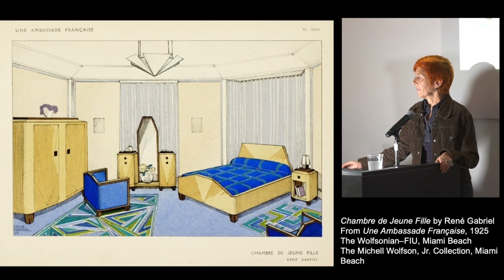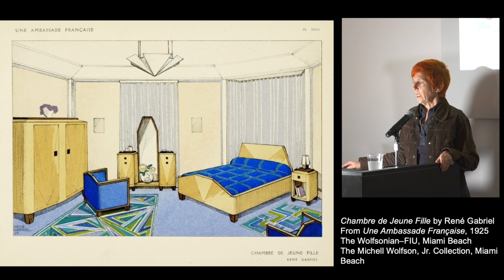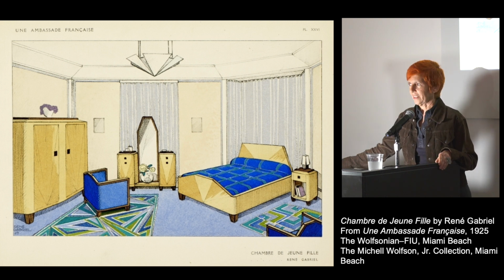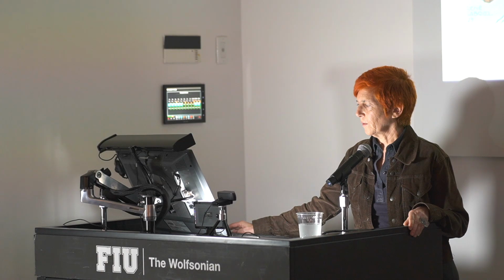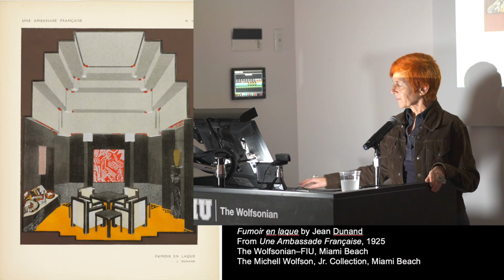While here René Gabriel, the same who did the graphic design for the catalogue of the Ambassade Française, is presenting much more geometric, clean lines and this motif of angularity, which is also typical of Art Deco. And again, the bright colors are very typical.